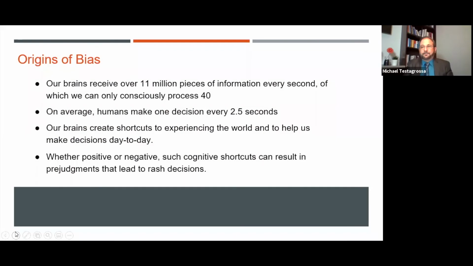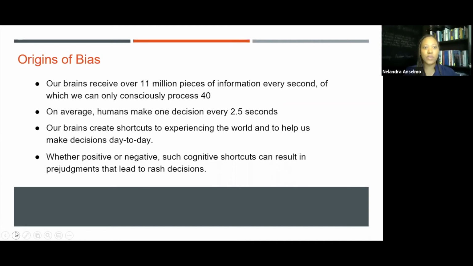And so why do we even have bias? Well, it starts here. Our brains receive over 11 million pieces of information every second. And every second, we as human beings can only consciously process about 40 pieces of information. On average, we have to make one decision every 2.5 seconds.